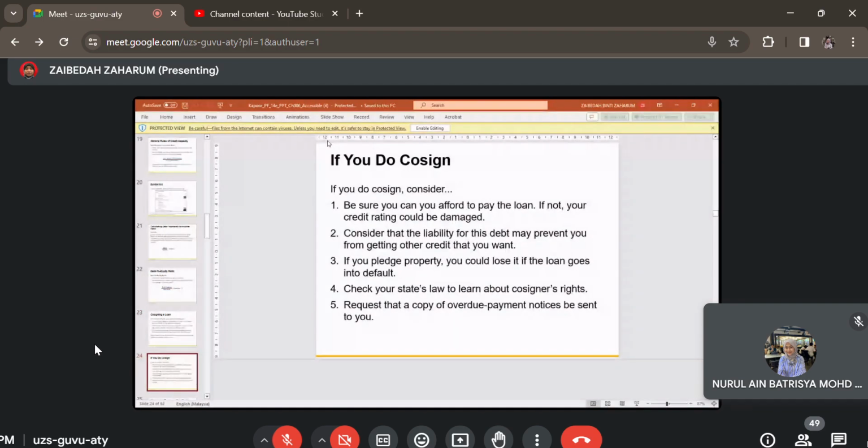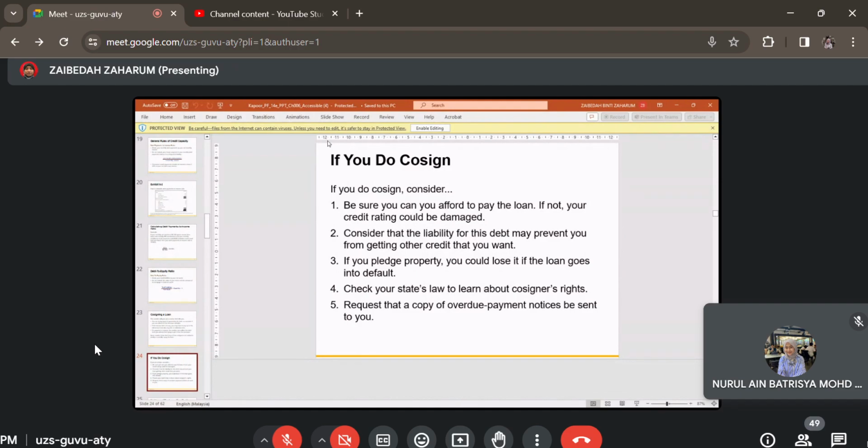Okay. So if you do consign, okay, consider apa? Be sure you can afford to pay the loan. If not, your credit rating could be damaged. Kalau you consign lah. Okay, consider that the liability for this debt may prevent you from getting other credit that you want. Yang ketiga, you pledge property, you could lose property tadi tu sekiranya loan tadi goes into default, tak dibayar. Okay, so whatever yang you cakapkan tadi habis lah.